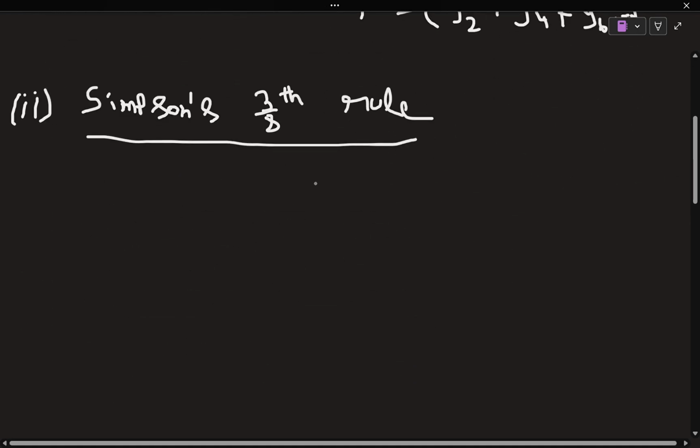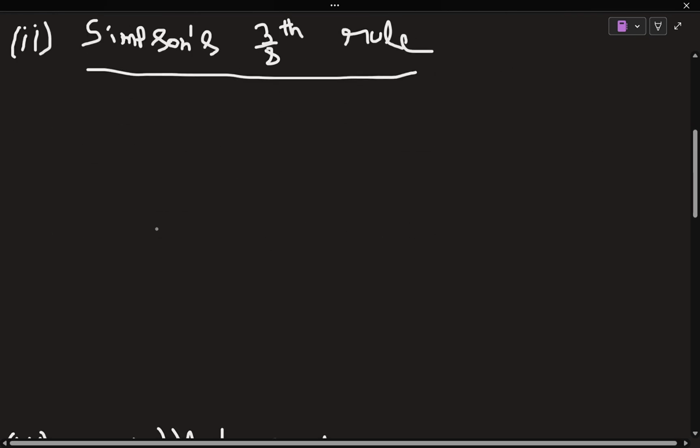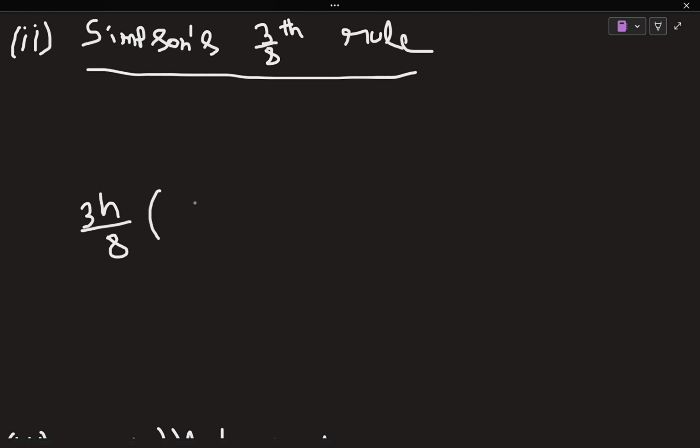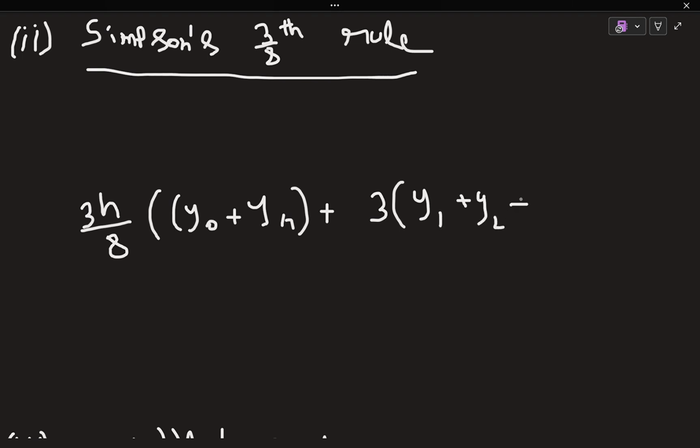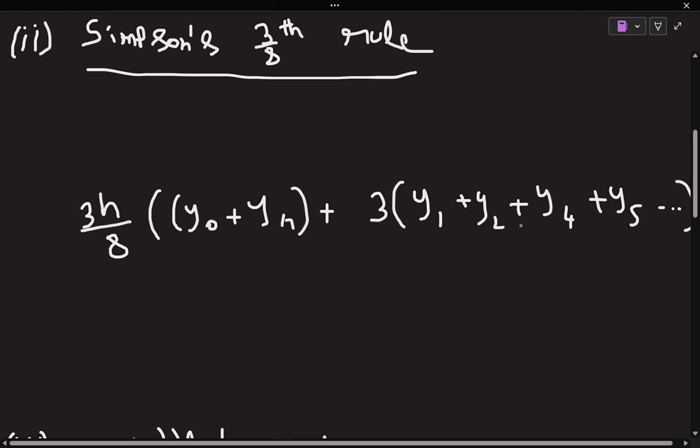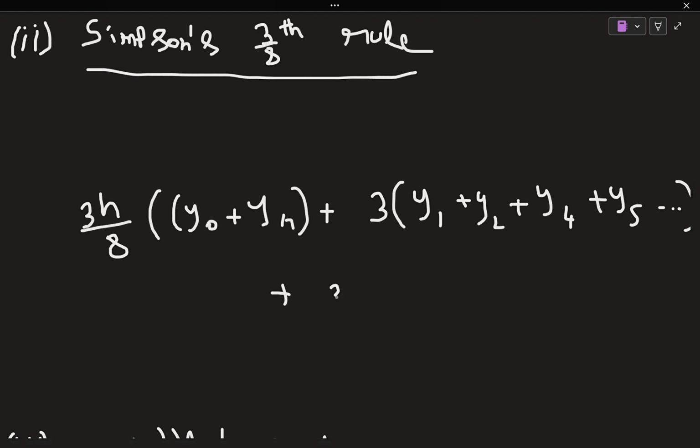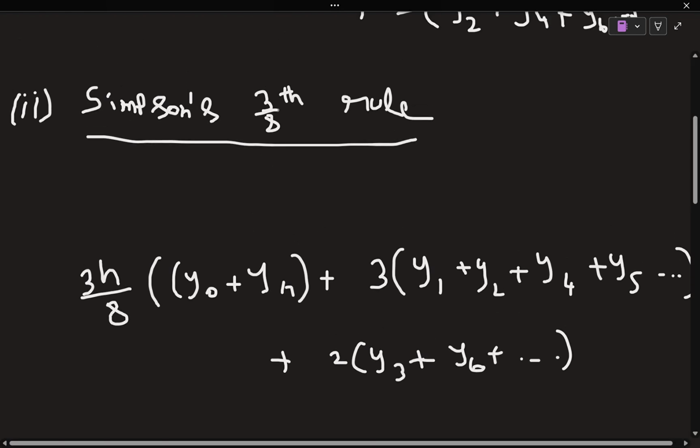Now 3 by 8 is also the same kind of rule. The 3 by 8 formula is 3h by 8 into y0 plus yn plus 3 into y1 plus y2 plus y4 plus y5 and so on. This is basically excluding all the multiples of 3, that is y3, y6, y9 like that, plus 2 into y3 plus y6 plus so on. This is your Simpson 3 by 8 rule.